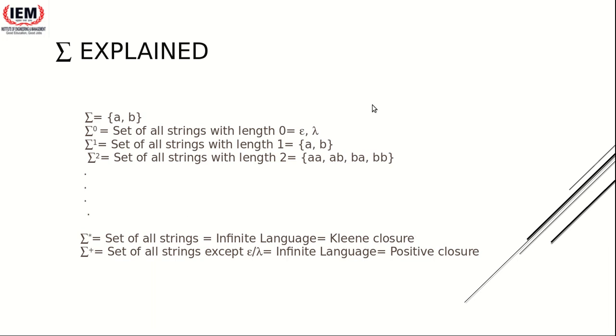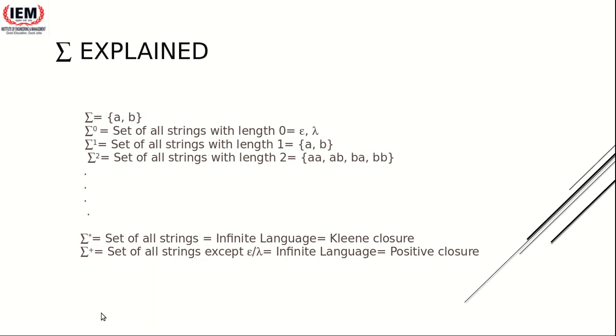Okay. Now, finally, this is another very important notation, sigma star or Kleene star. It is known as Kleene star. What is Kleene star? Kleene star means the set of all strings over the given alphabet set. Over here the alphabet set is A comma B. So Kleene star here signifies the set of all strings over A comma B, meaning any combination of A comma B, and it covers lambda or epsilon also, that is strings with length 0.